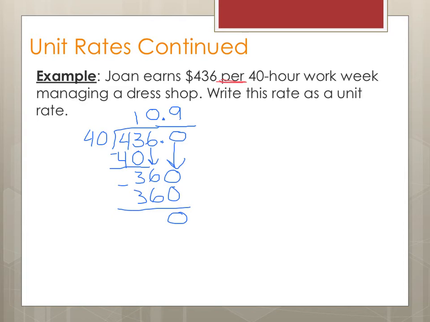But since this is a unit rate that we're going to express in dollar amounts, let's carry it out to 2 decimal places. So we go to the hundredths place since we're representing cents here. We would write this as $10.90 per day.